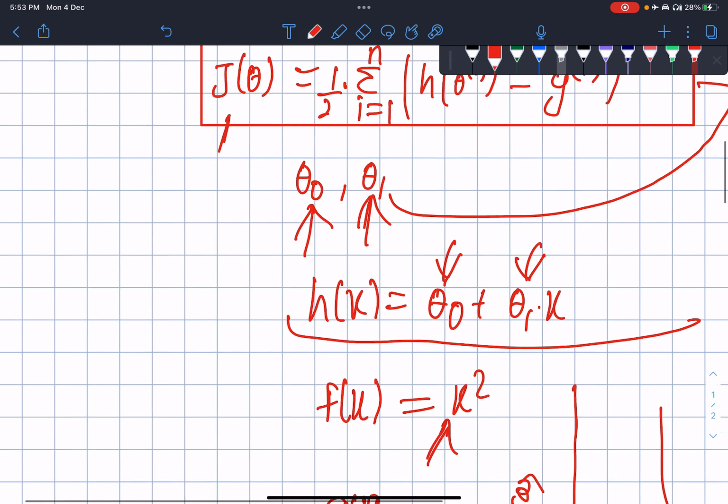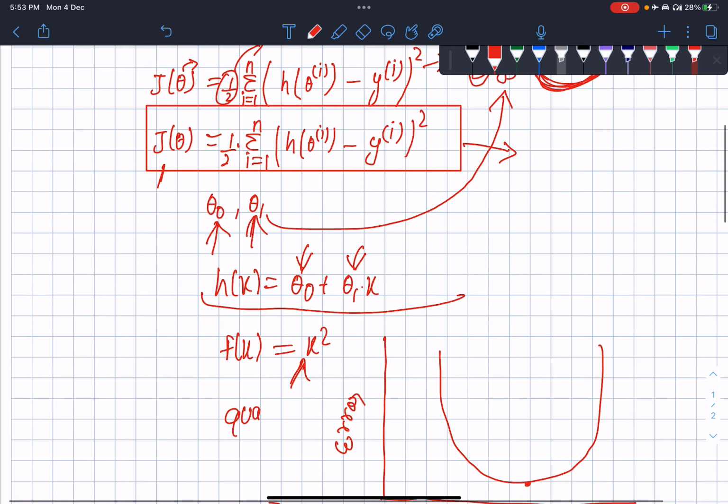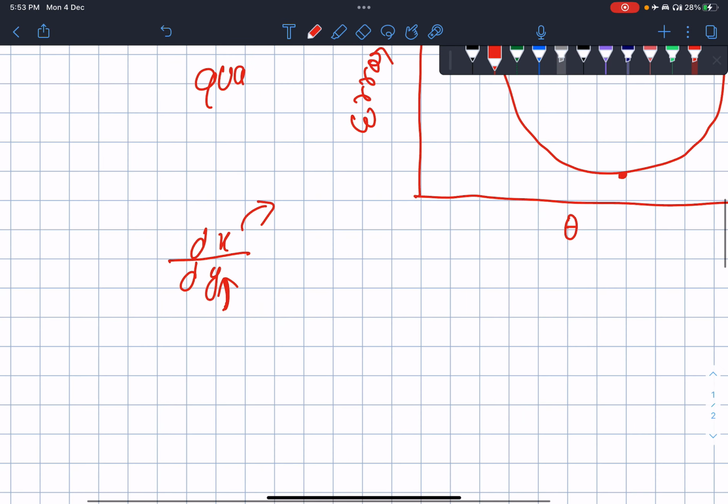We can clearly see that if theta is 1, we have a different number. If theta is 0, we have some different number. If theta is 3, we have some different number. So this is what we have to apply: calculus.